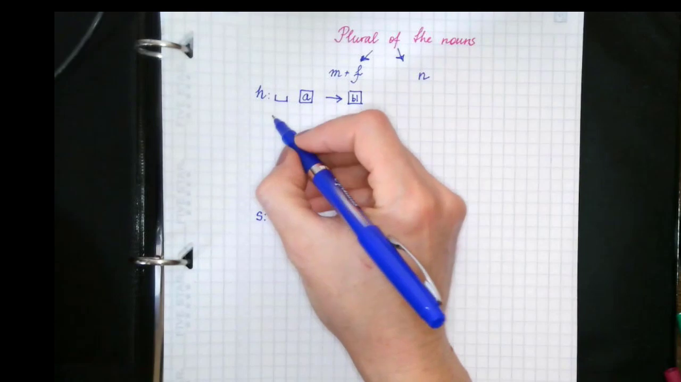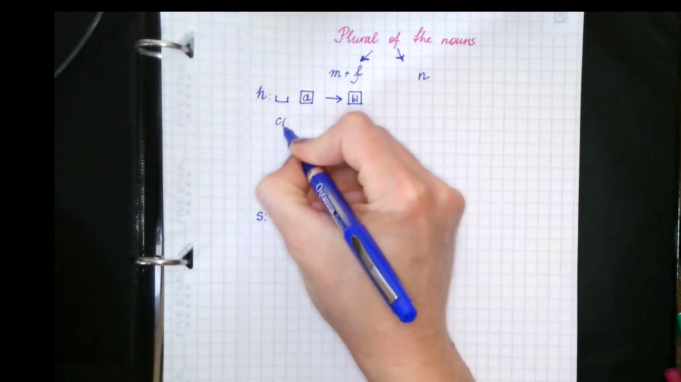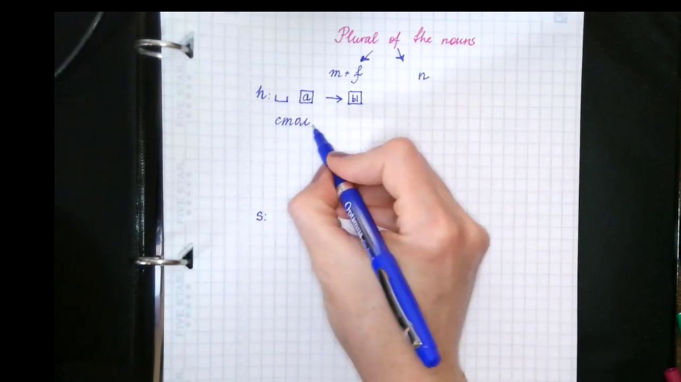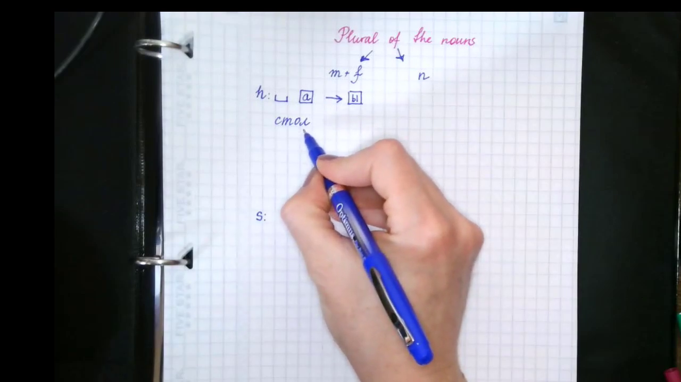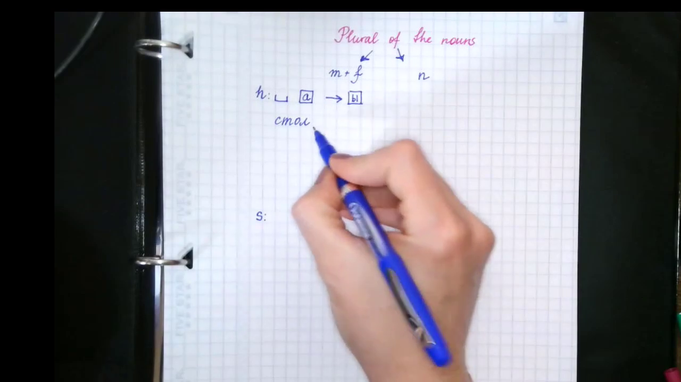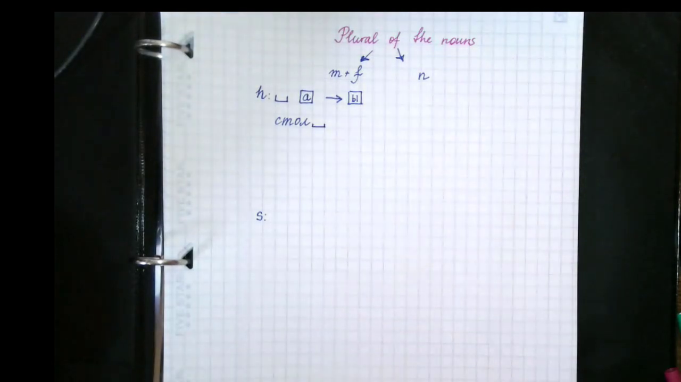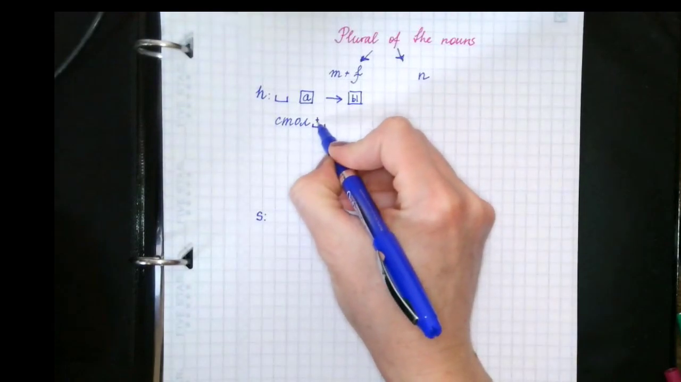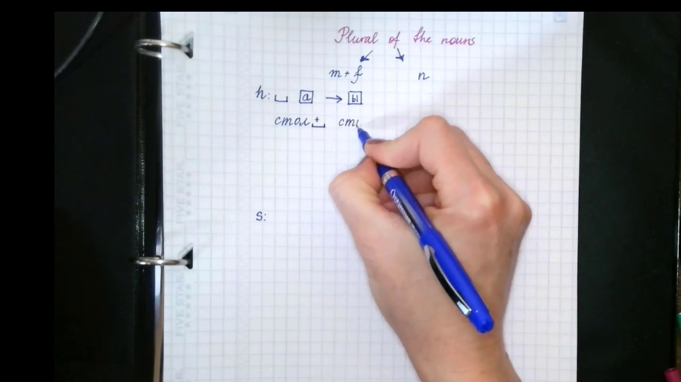Let's take a look at the word desk or table. In Russian, it's стол. Now here we have л, and this is the last letter of this noun. And it's a consonant, which means that this ending is considered a zero ending. So to build plural, we are just simply gonna add ы. So we will have столы.